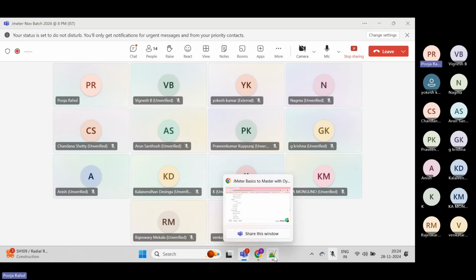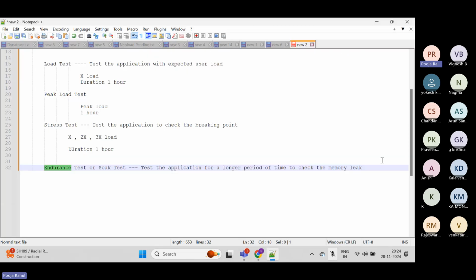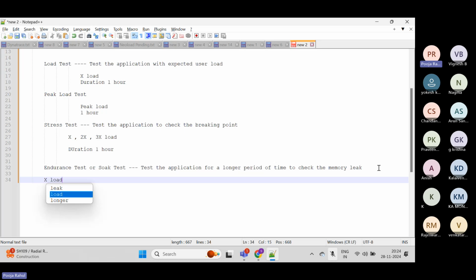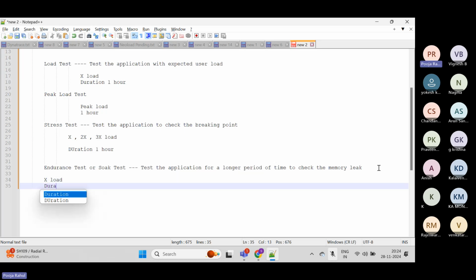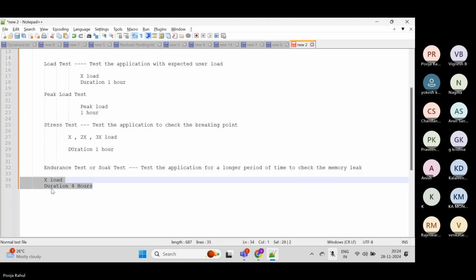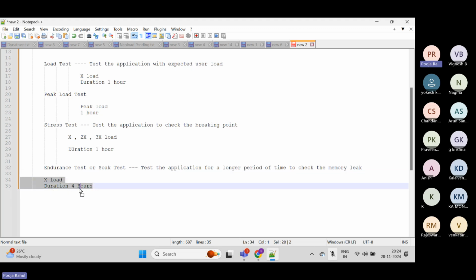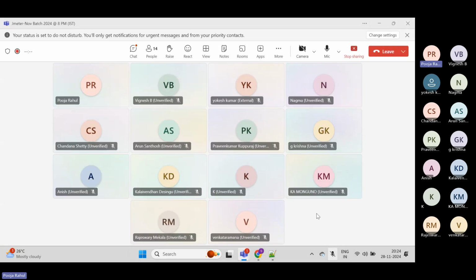So the load condition is actually the same, X load condition only. Duration may be 4 hours, up to the organization's decision. But now people are generally going with a 4 hour test only. But if your organization demands a little longer run, there is no other way, you need to do the execution.